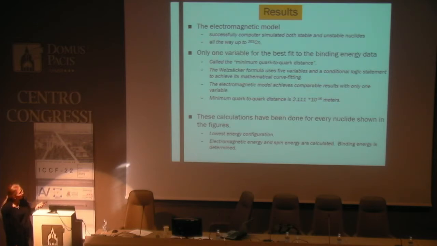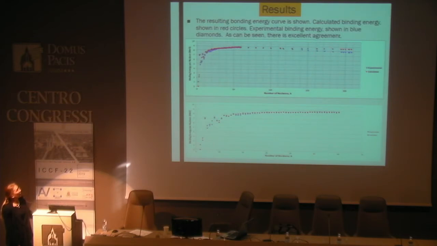That quark-to-quark distance is 2.111 times 10 to the minus 16th meters. These calculations have been done for every figure in this presentation. And here are the results. I've got the binding energy on the top view. The red are my calculations. The blue is experiment. And I've zoomed in on the first 60 nuclides so you can see the details there.